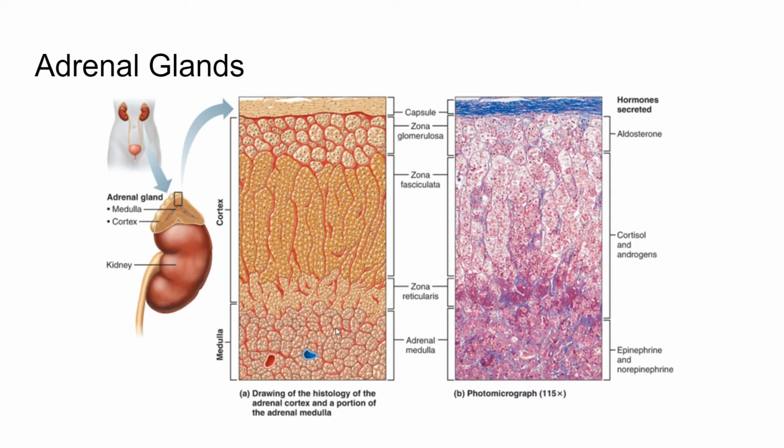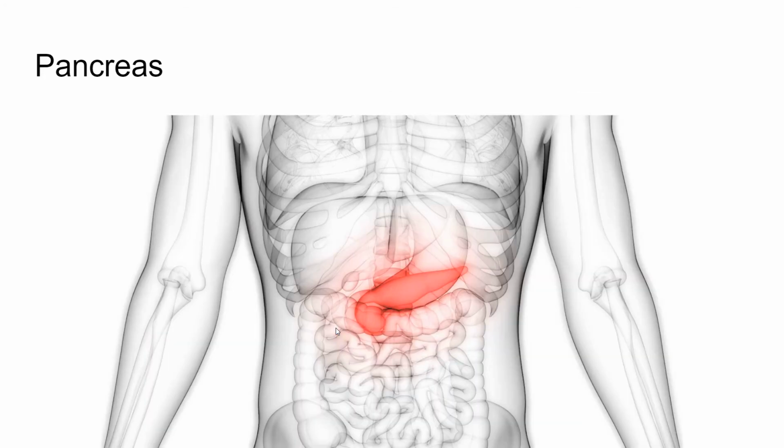Like I said, 24 different hormones, and they're still trying to figure out what a lot of them do. I encourage you to look at that on your own, but you don't need to know the ins and outs of that. And then lastly is the pancreas.